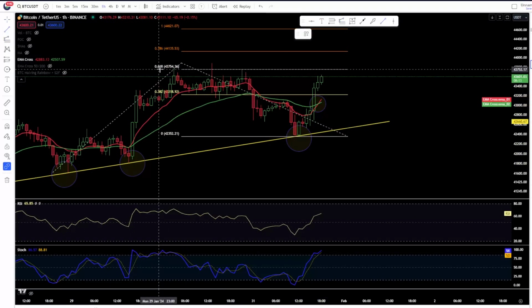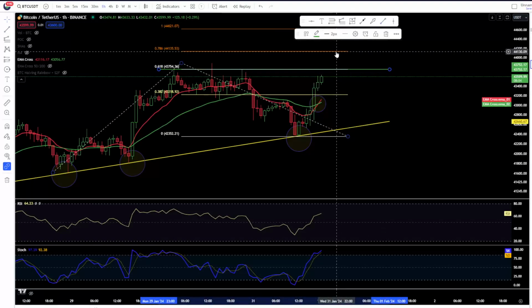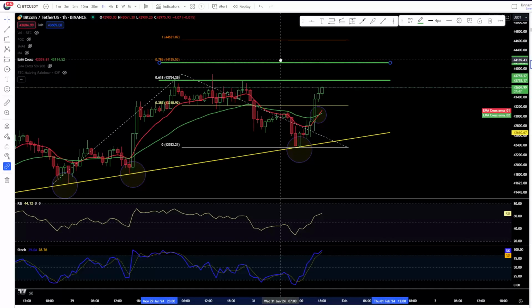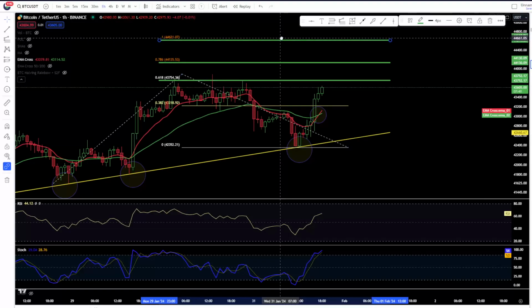And here you can see that we are approaching the resistance level of $43,752. Then we have resistance at $44,130. And then strong resistance around $44,613.